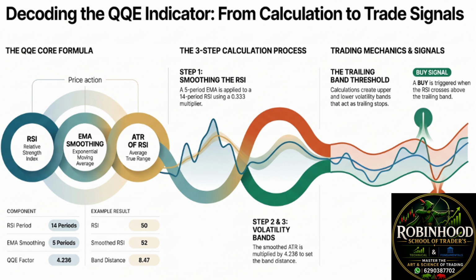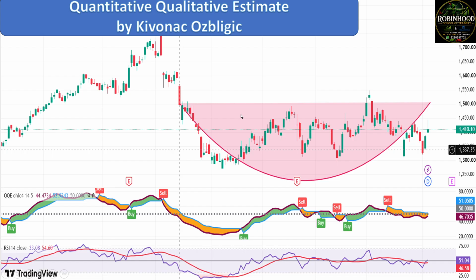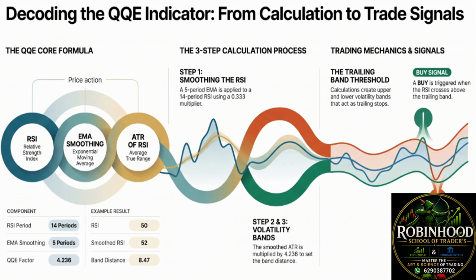So this indicator is the quantitative qualitative estimate, by Kionic Oblique. Hard to pronounce the name, as the World Cup fever is going, so most of the players are very hard to pronounce. My apologies. Now this indicator, what it does, it takes RSI 14, smooths it by 5 periods and applies a QQE factor of 4.28. So I mean, what is this? We'll discuss in detail. Have faith in me, the formula is very simple and the indicator is far simpler.